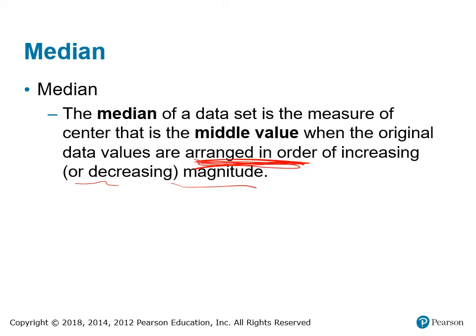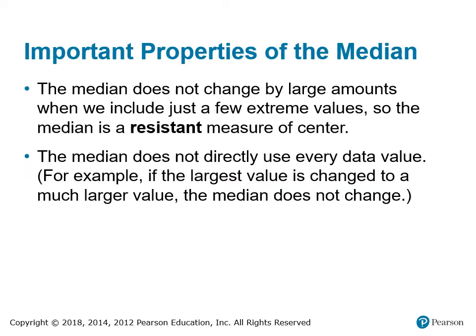Now, there's a problem when it comes to median in that it depends on how many data values you have. Whether we have an even or odd number, we'll have to talk about how we do that. So some important properties: one, the median does not change by large amounts when you include extreme values. Extreme values will not largely affect the median, so we say the median is resistant. And that's one benefit to it.